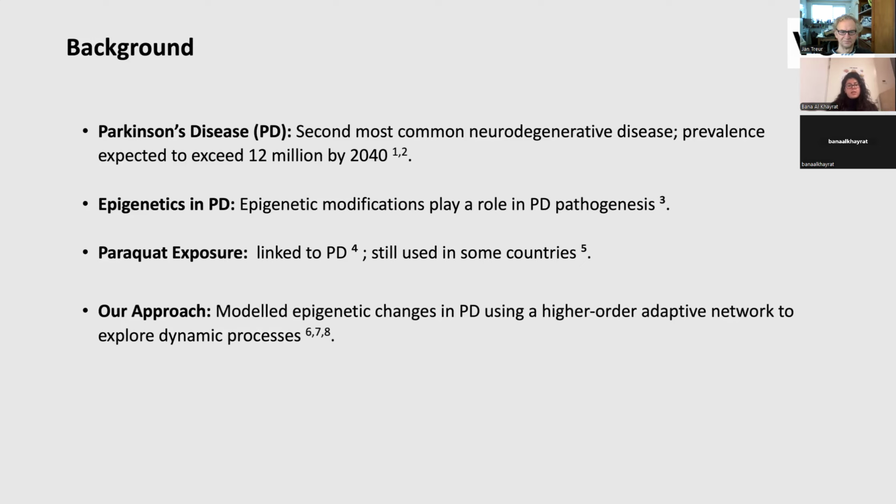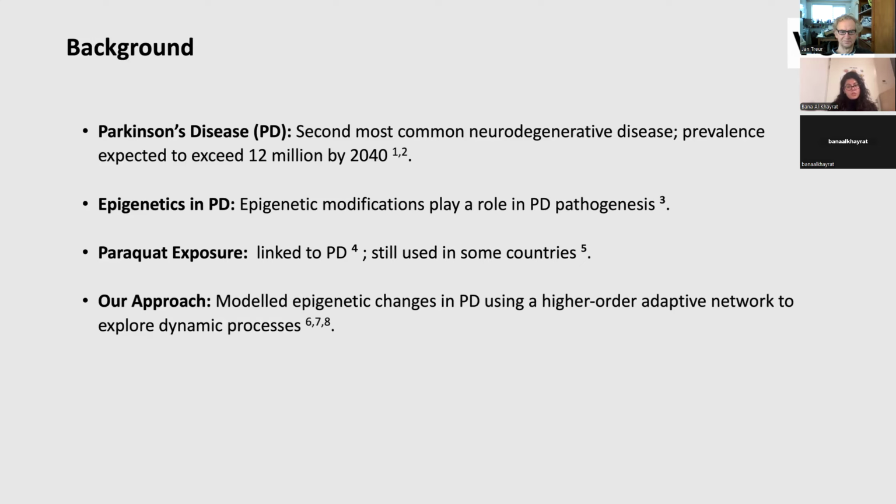To tackle these challenges, our approach involves modeling the epigenetic changes associated with PD using a high-order adaptive network. This model uses multi-level self-modeling principles to explore the dynamic interactions between environmental stimuli like toxins and adaptive epigenetic mechanisms. The goal is to better understand how these interactions influence gene expression and cellular behavior.